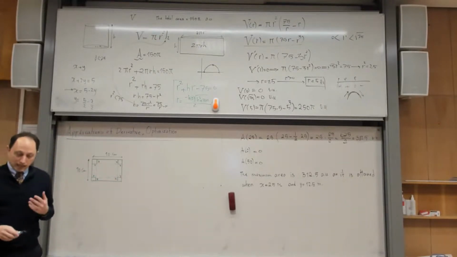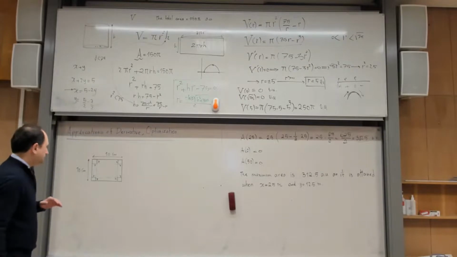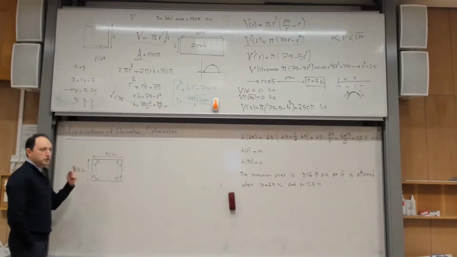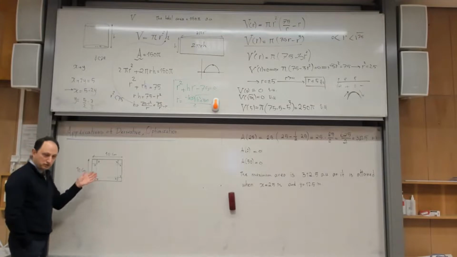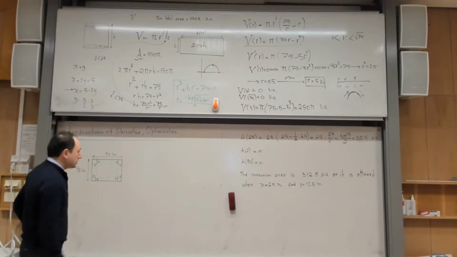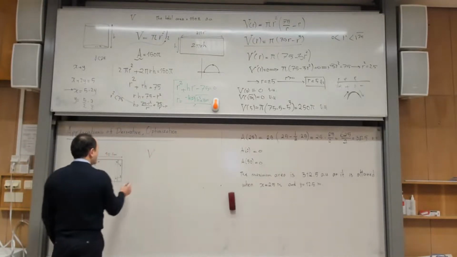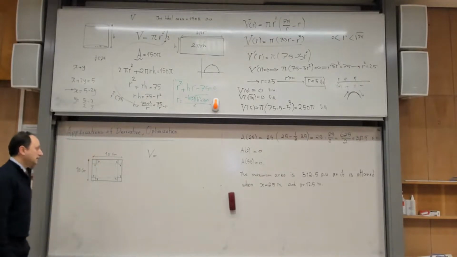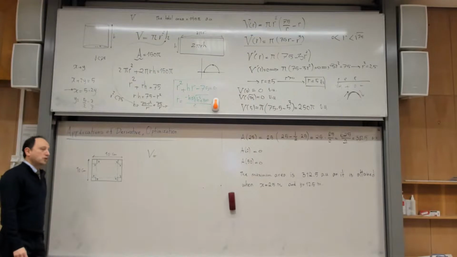But again, let us not confuse you. This is the problem. To solve the problem, you need a function. So what is the target function here? It's better to call it V because it refers to the volume. So my question is, how should I do this so that I will have a box with maximum volume?